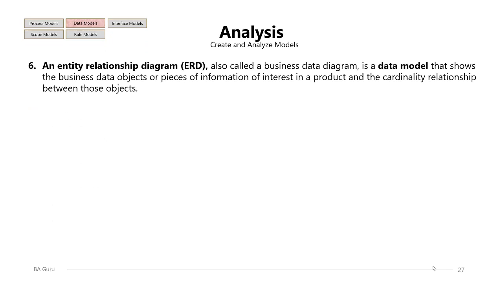Another important data model is the entity relationship diagram, or the ERD. For my PMI PBA exam, I got 2 questions about the entity relationship diagram. Now, it's also called the business data diagram. It's defined as a data model that shows the business data objects or pieces of information of interest in a product and the cardinality relationship between those objects. So one of the questions in the PMI PBA exam was about the definition of the cardinality used in the entity relationship diagram, which I will explain now.